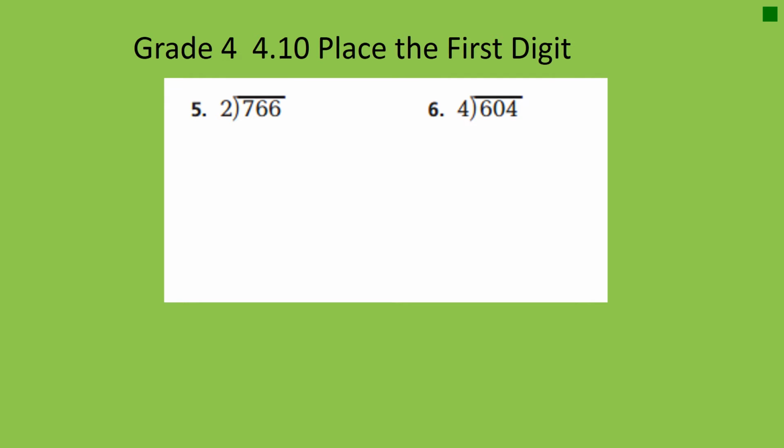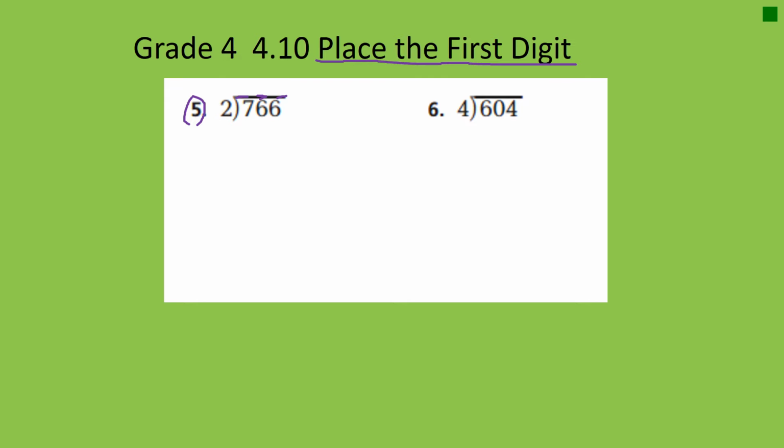We are in Chapter 4, Lesson 10, and the name of this lesson is Place the First Digit. When you're doing long division, you have to think about where the first digit of the quotient goes. For example, on number 5, does the first digit of the quotient go above the hundreds, above the tens, or above the ones?